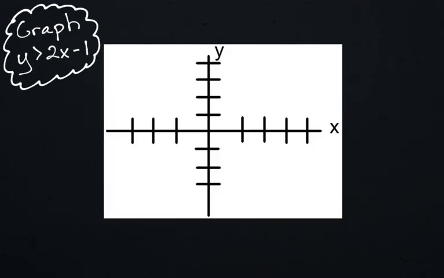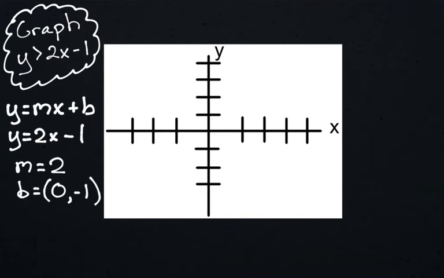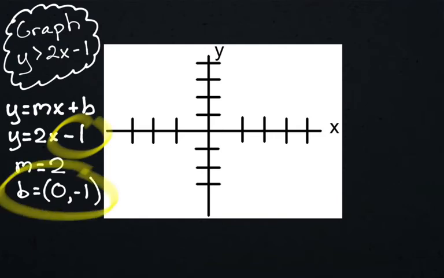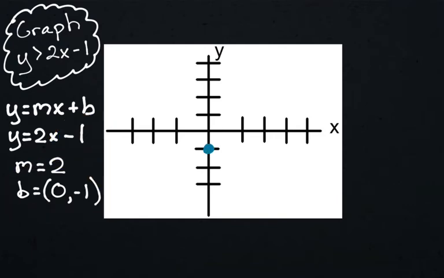Before we get to some examples, let's quickly review how we graph an inequality. For example, y is greater than 2x minus 1. Let's think back to slope-intercept form, y equals mx plus b. The slope would be 2, that is the value of m, and the y-intercept is negative 1, that is the value of b. We would plot b first, that is at (0, -1), the blue dot you see right there.